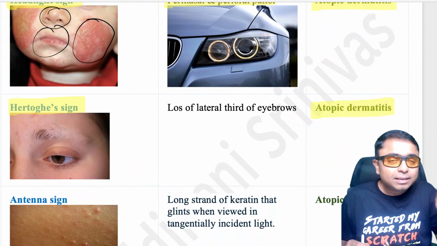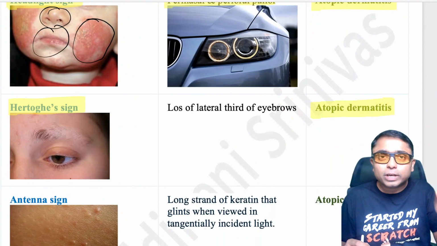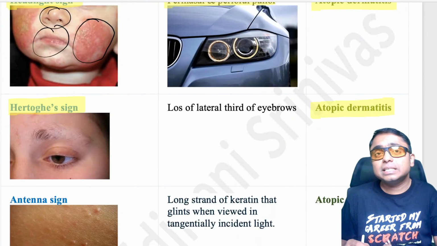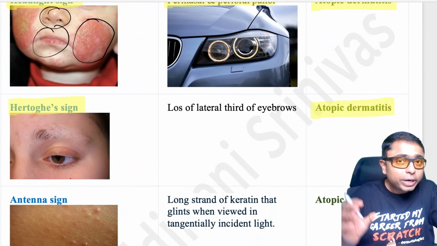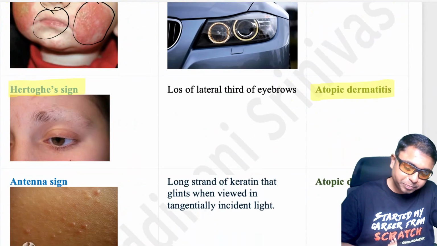So in another video, I have already discussed Hertoghe sign in one of the infectious diseases. If you remember what that infection is, please put your answer in the comments. I will give you a clue: it is due to Mycobacterium leprae.